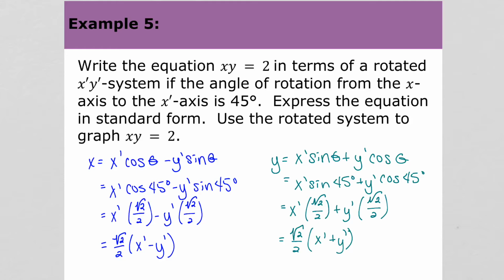So what did we just find? Well, we found x and y in terms of x prime and y prime so that we can rotate our axes. What is the next step? We were told that the equation of this thing, we don't know what it is, maybe we should find that out, is xy equals 2. So we'll find out what this looks like in a bit. But what we do is we plug in what we just found for x and y.